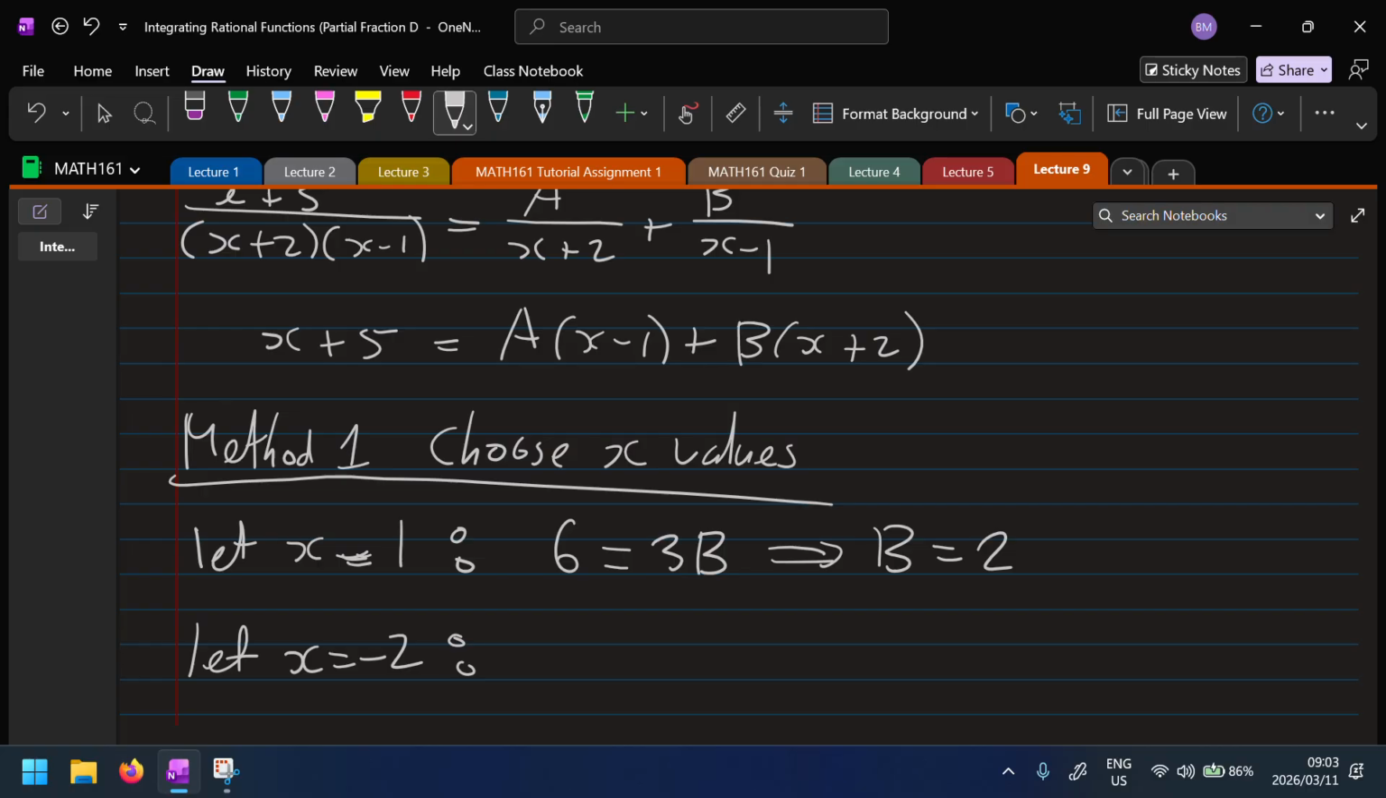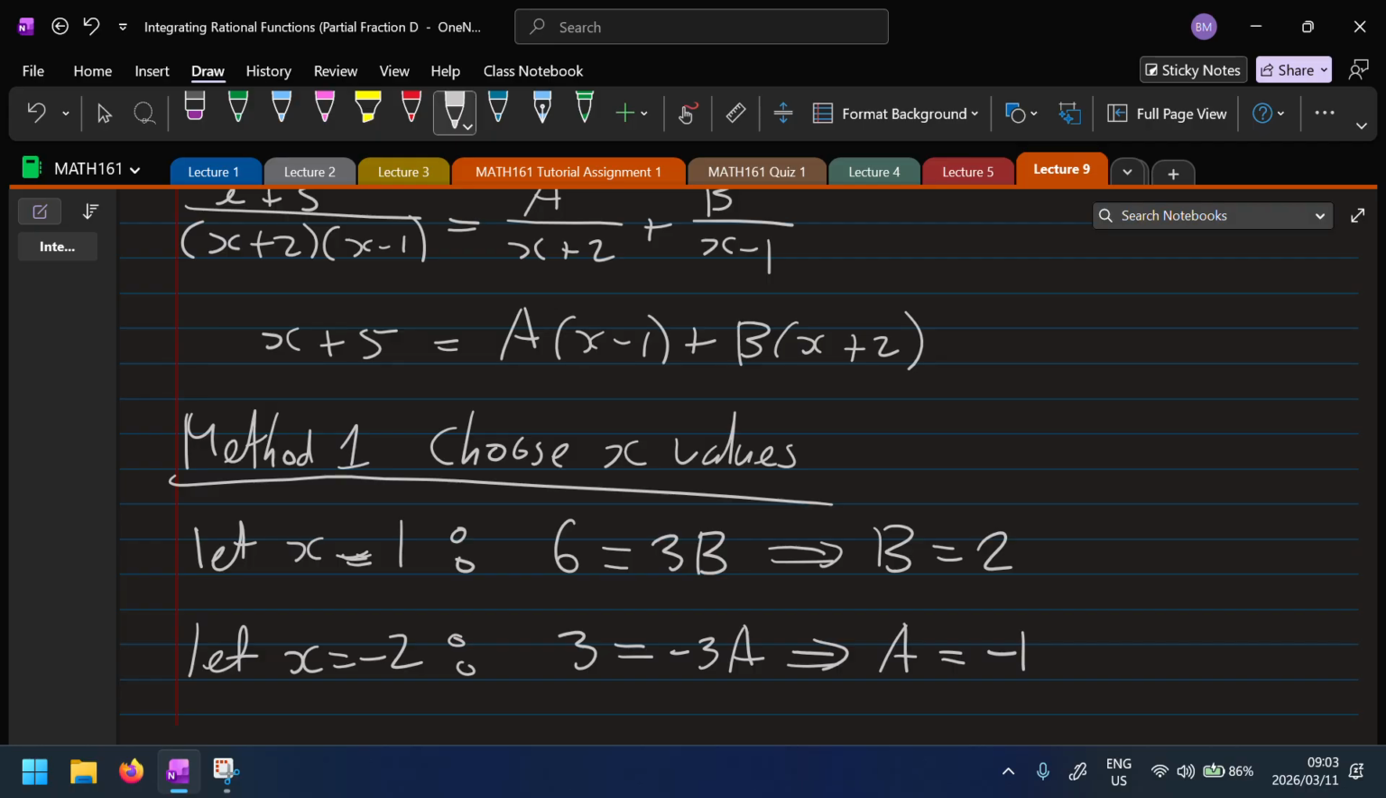Okay, so on the one side, we're going to have a 3. And on the other side, we're going to have a minus 3 because the b goes away. So we get a equals minus 1. Okay, very simple. We get our a and b values.